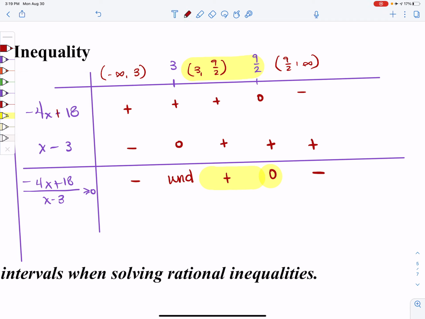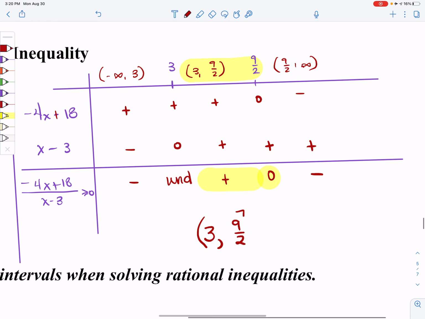So our interval will start at 3. We're not going to include the 3 because it doesn't equal 0 at 3. It's undefined at 3. And then we're going to go all the way to 9/2, but we are going to include the 9/2 because it's equal to 0 there.